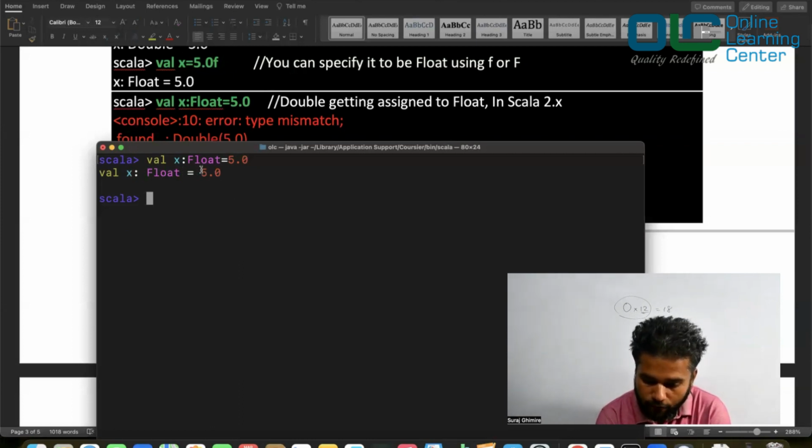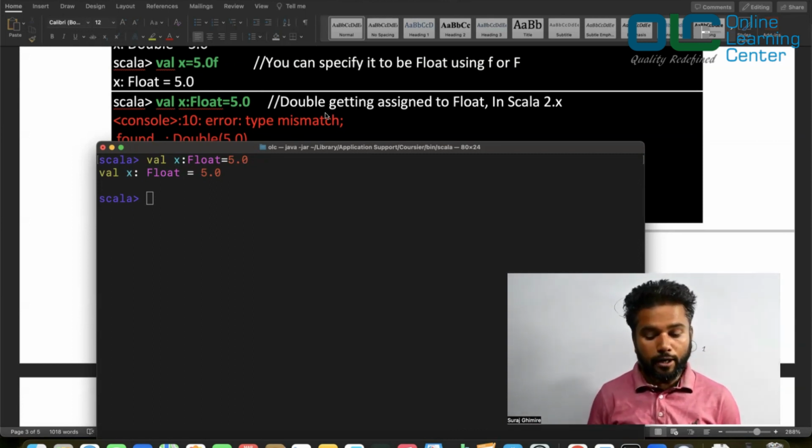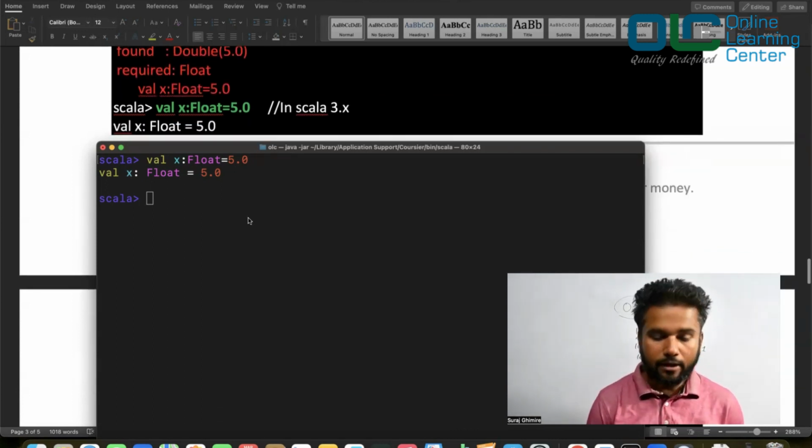Well, x of float is equal to 5.0. So, a double getting assigned to float in Scala 2.x. If you look into this, it means you'll get an exception here if you are using Scala 2.x. Okay, in Scala 3 this is valid.